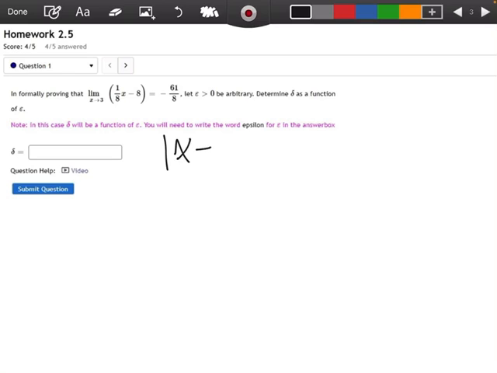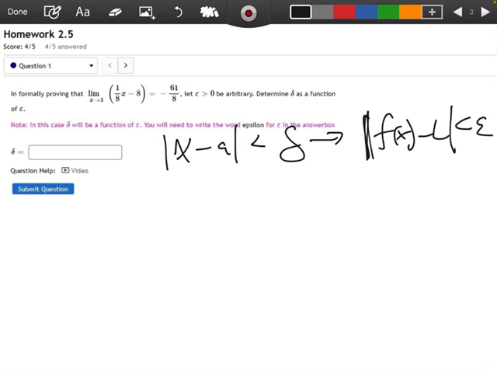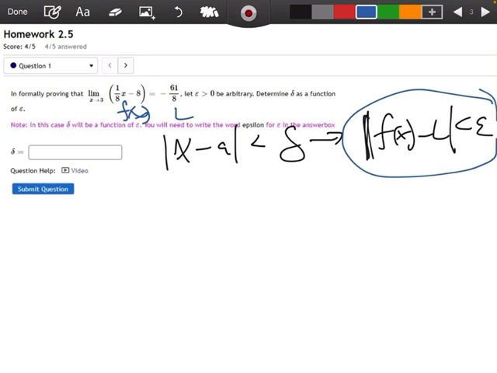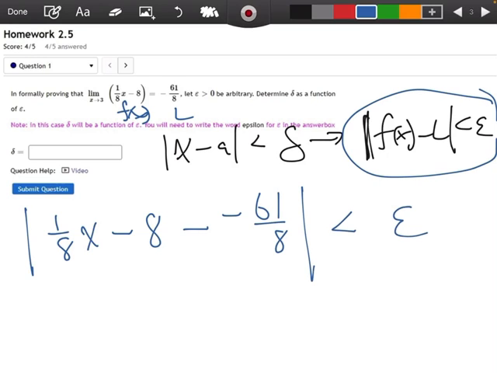Okay, so remember what we were doing before? We would say that |x minus a| is less than delta means that the absolute value of f of x minus L is less than epsilon. So what we're going to do here, y'all, we're actually going to start with this part of the definition. Remember, this is my f of x, and that's my L. So the first thing I'm going to do, I'm going to write |1/8 x minus 8 minus negative 61 over 8| is going to be less than epsilon.